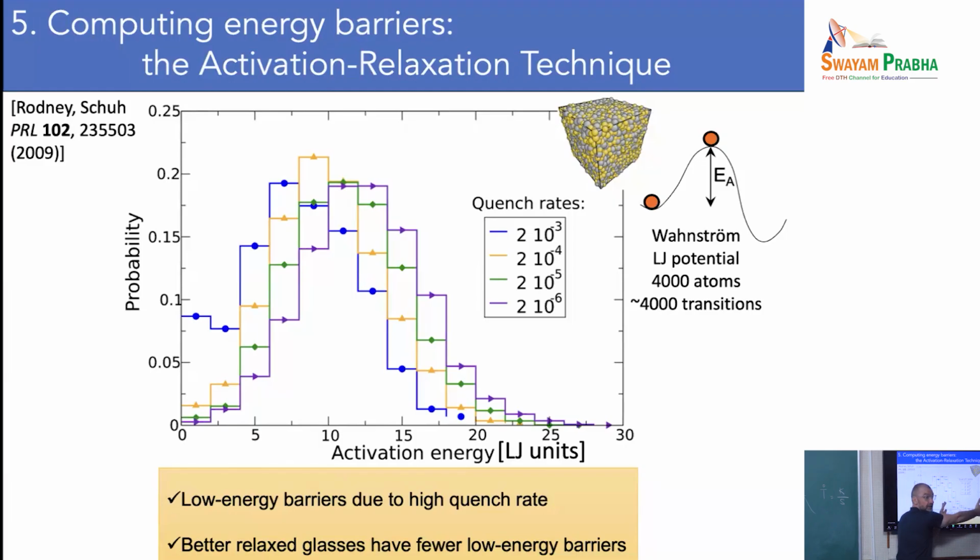It would be shifted towards higher energies. There would always be some very low, because there are always some atoms that can move, can do back and forth flips, like the so-called two-level systems. So these will always be here, but there will be very few of them compared to all of the other energy barriers.